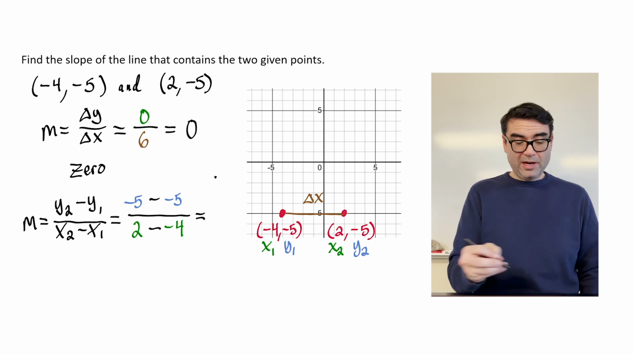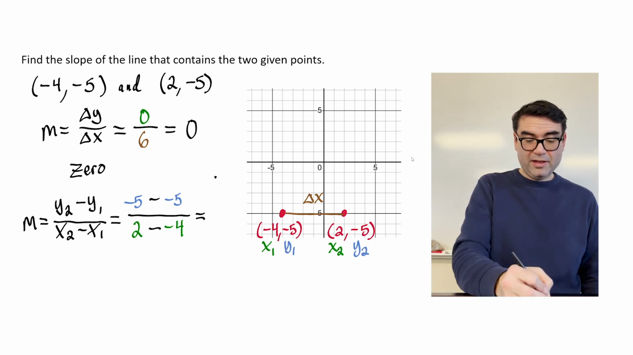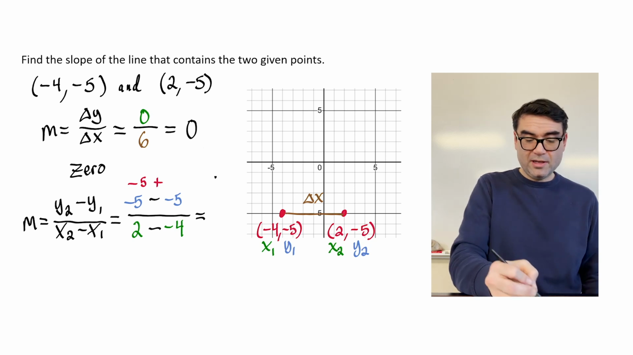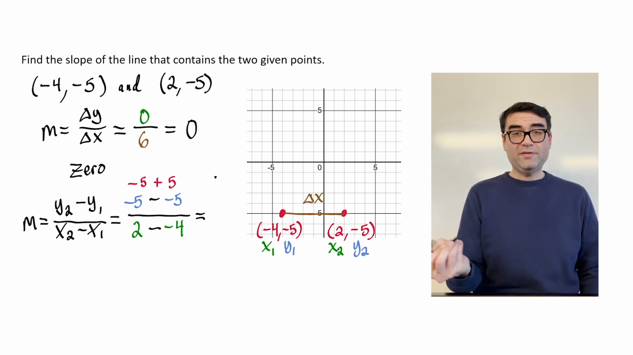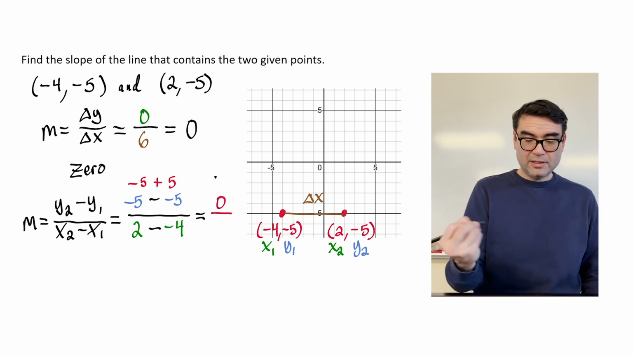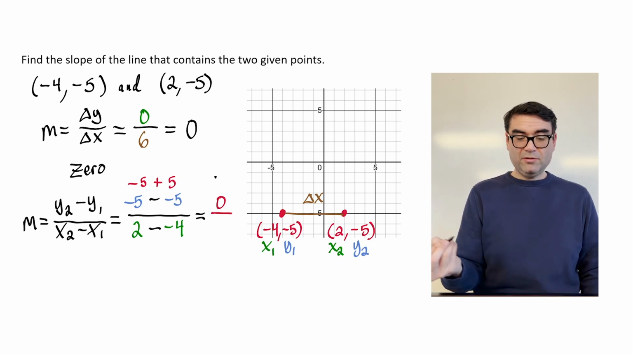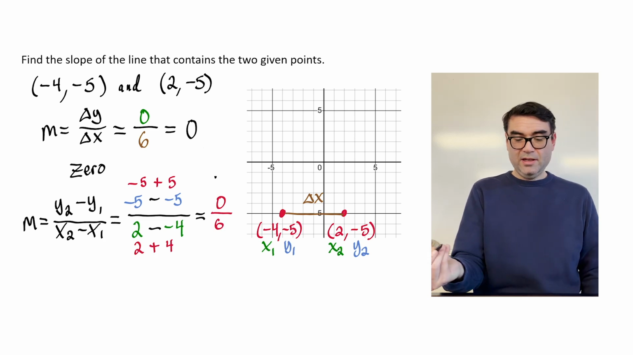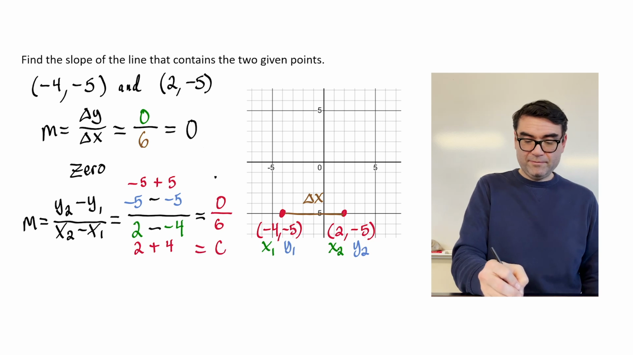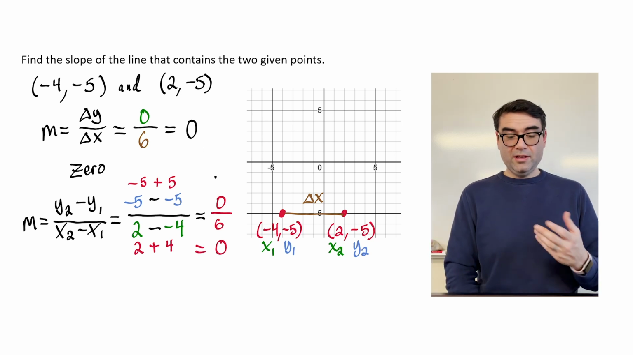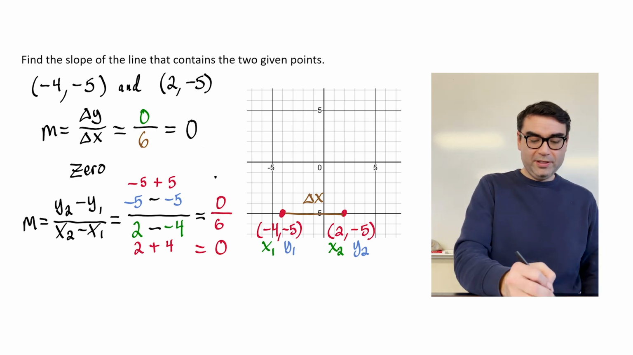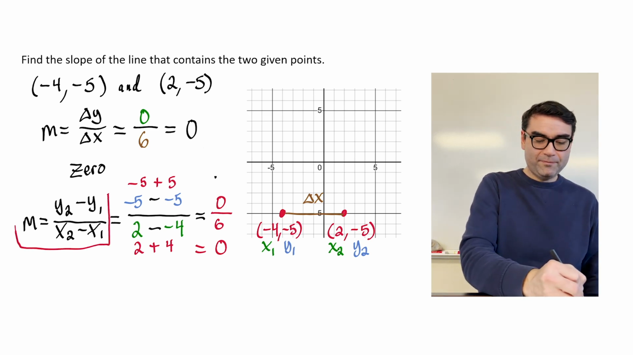So on the top, we would have negative 5, and that would become plus. When you subtract a negative, that's known as adding. So negative 5 plus 5 is 0. And on the bottom, 2 minus a negative 4, this would actually be 2 plus 4, is 6. And we still have a slope of 0. So either by looking at a graph of the 2 points or using the slope formula, which is here, just to highlight it one more time.